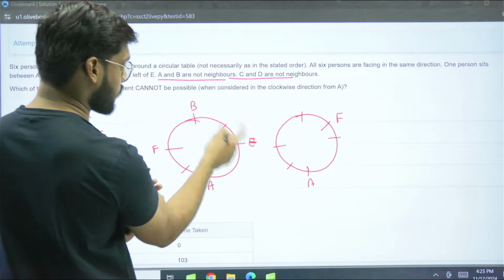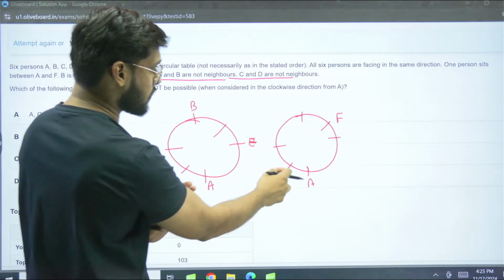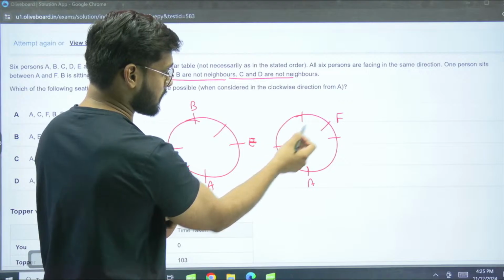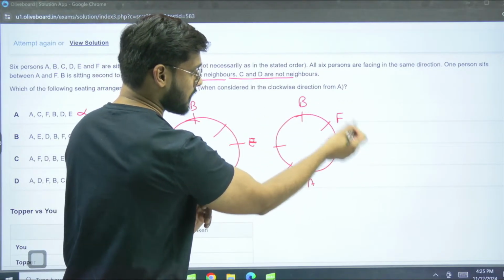If I am facing them outside, similarly, B will not come in these two positions. B cannot come here because B will be second left of F. So B will come here, E will come here, and B will be second left of E.